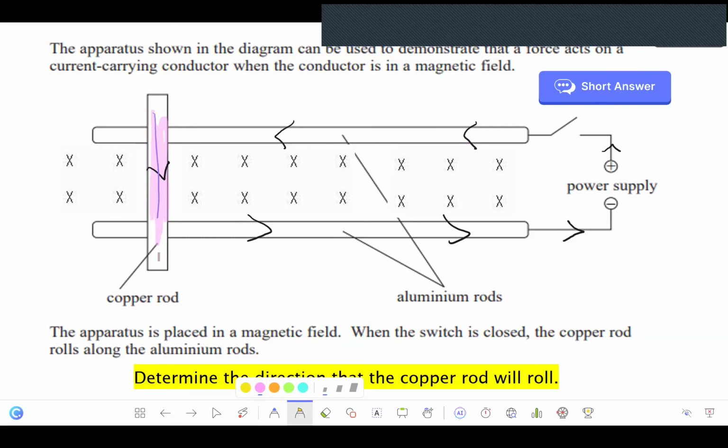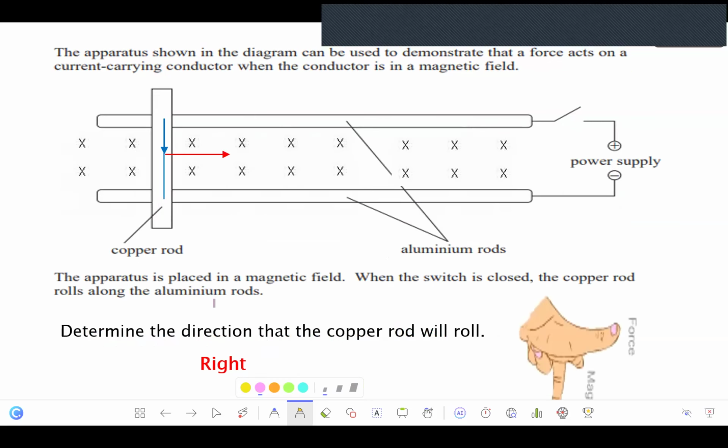So if I were to apply my Fleming's left-hand rule, magnetic field going into the paper, current is going down, I will get my thumb pointing to the right. So this copper rod will actually move to the right. Over here you can see my Fleming's left-hand rule. Current is going down, magnetic field is going into the paper, sorry. So I get my force going to the right.